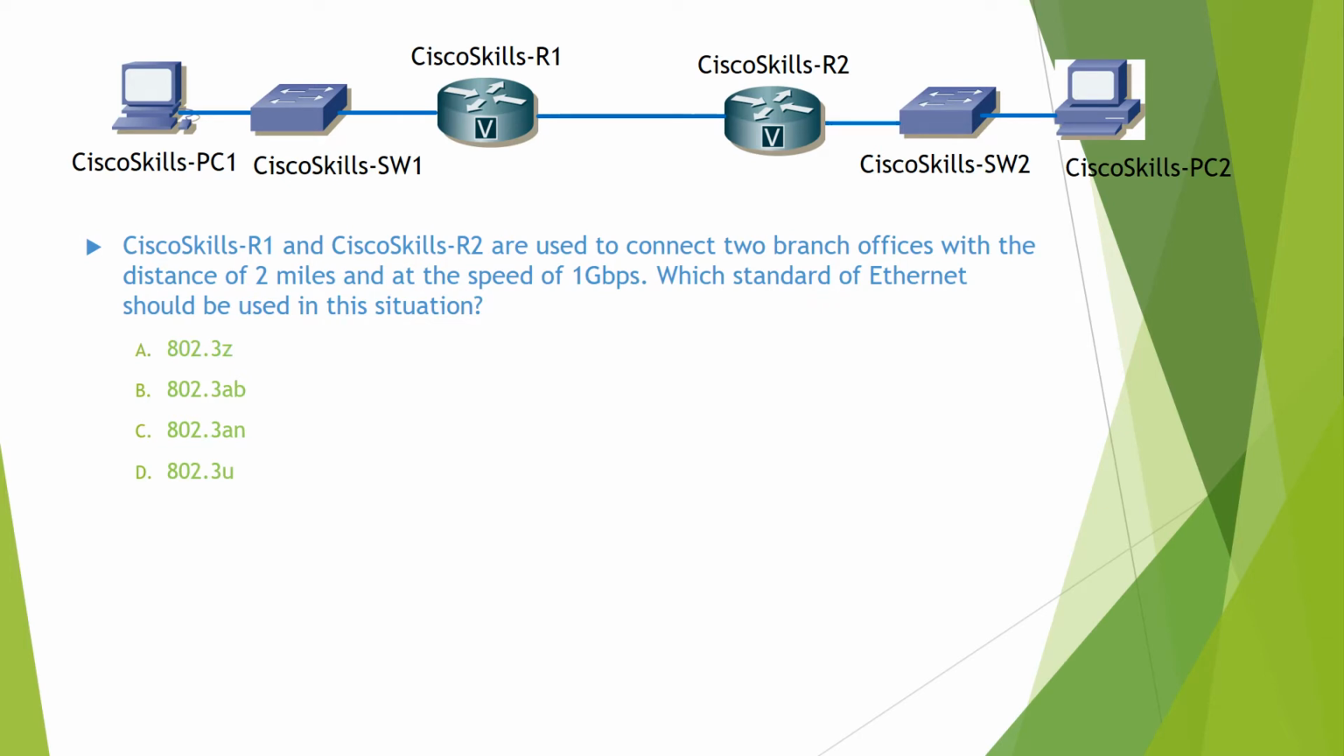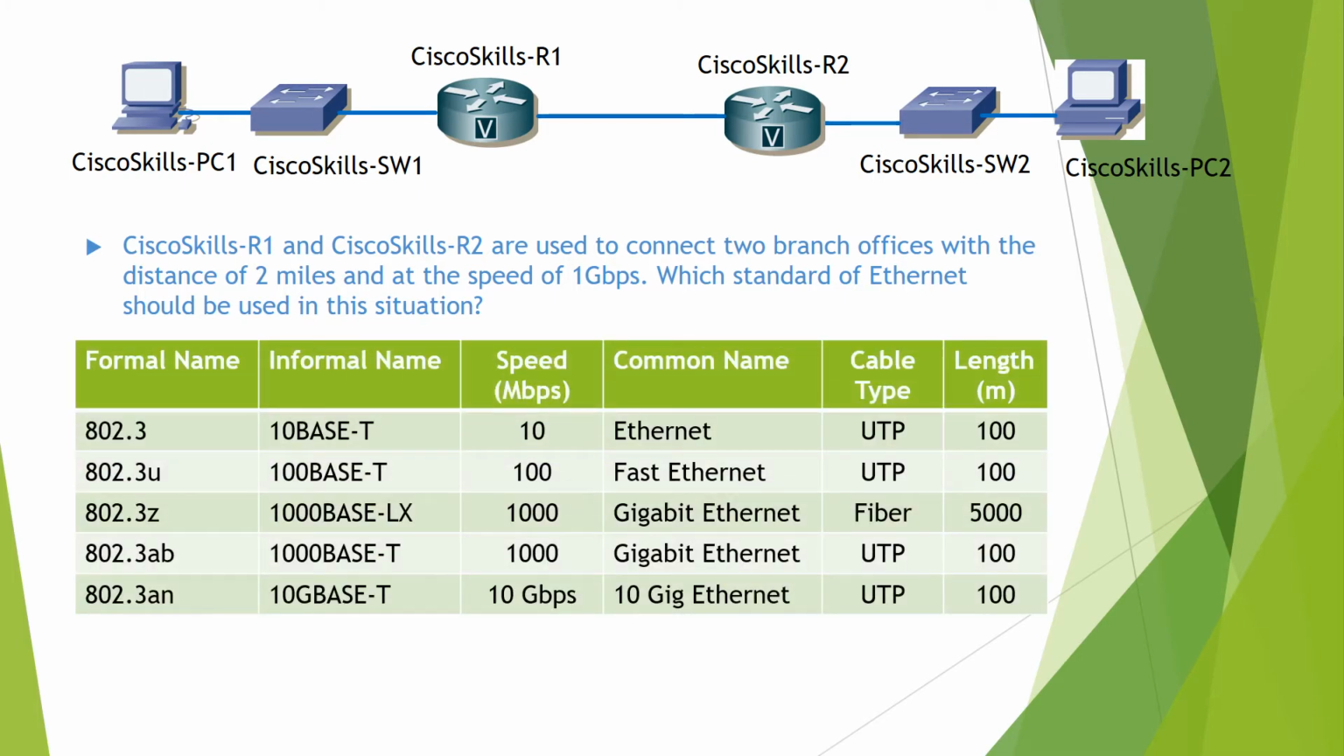Cisco Skills-R1 and Cisco Skill-R2 are used to connect two branch offices with the distance of 2 miles and at the speed of 1 gigabit per second. Which standard of Ethernet should be used in this situation? 802.3z, 802.3ab, 802.3an, or 802.3u?